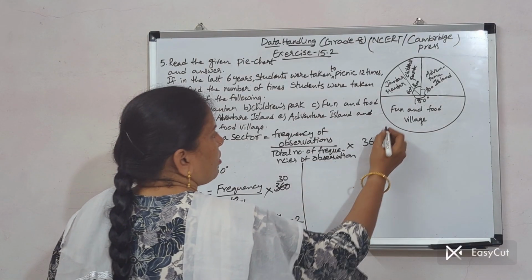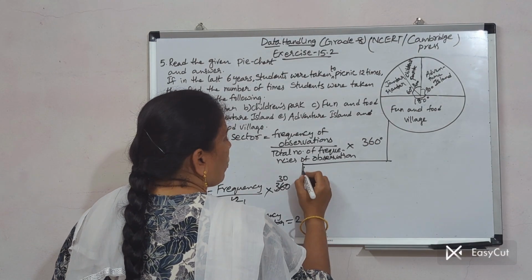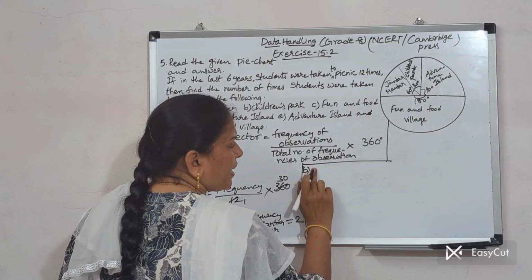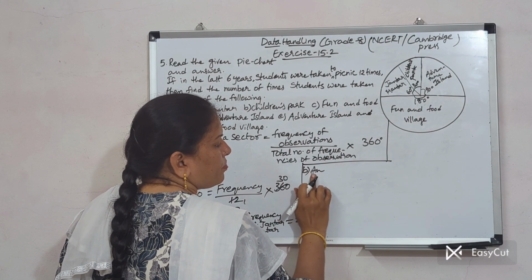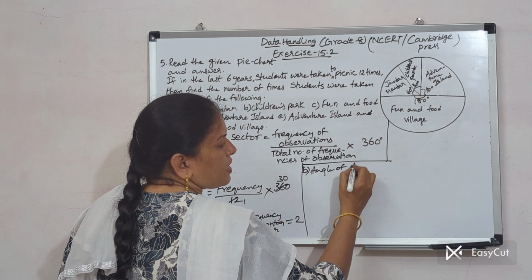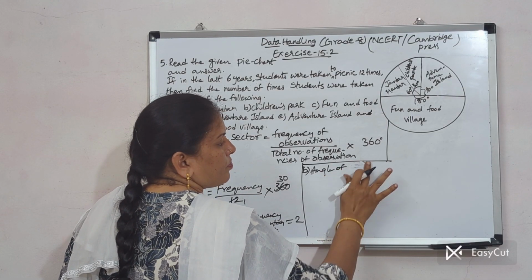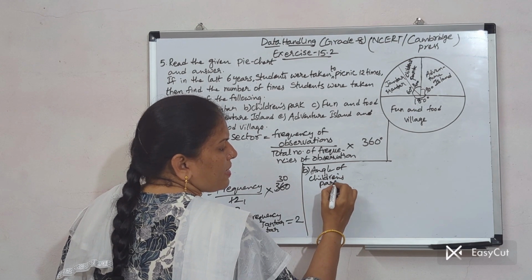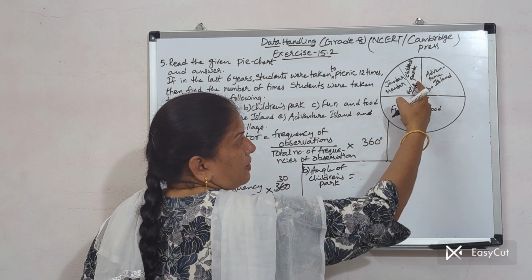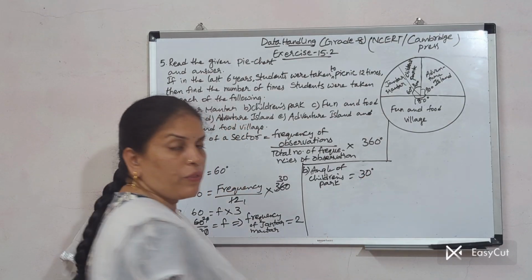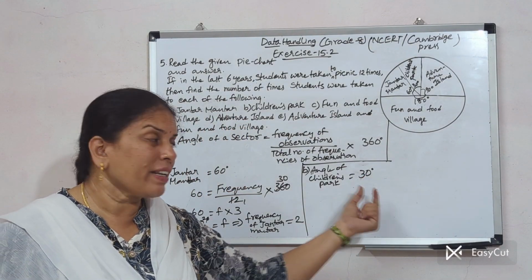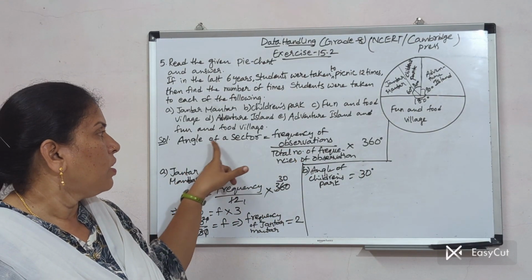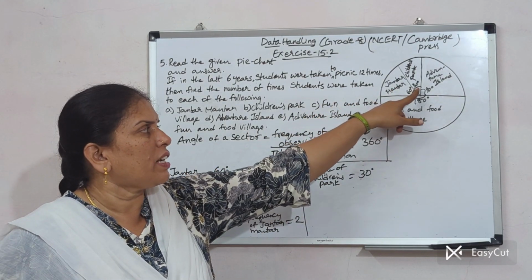What is B question? B question. They asked children's park. Angle of children's park. What is the angle of the children's park? 30 degrees. So, substitute this 30 degrees in the same formula. No change in the formula. Angle of a sector. What is the angle of a sector? Angle of the children's park, 30 degrees.